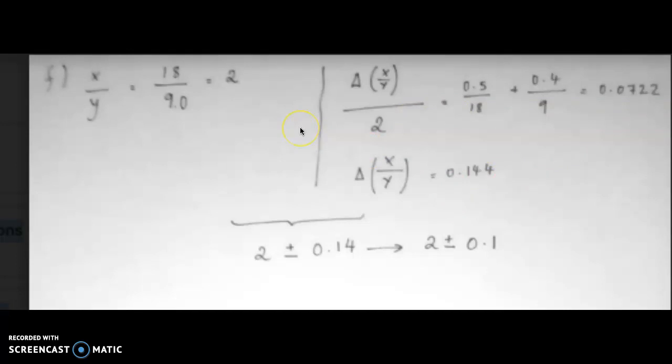When we write this down as a final answer, we end up with 2 plus or minus 0.14. That's a bit ludicrous, having no decimal places, because we would end up with nothing. So really what you should write is 2.0. I've squeezed that in there: 2.0 plus or minus 0.1.